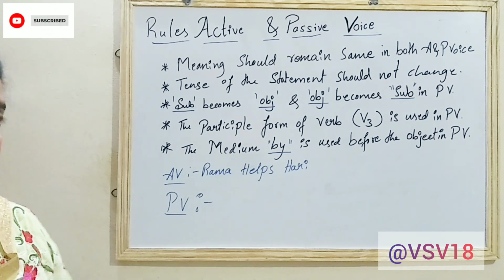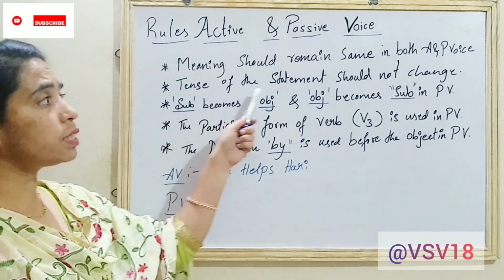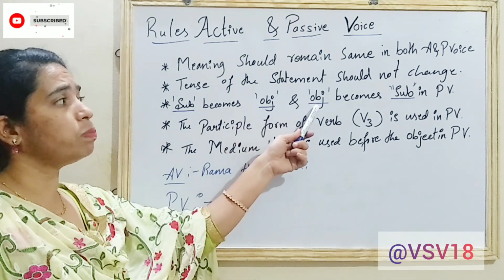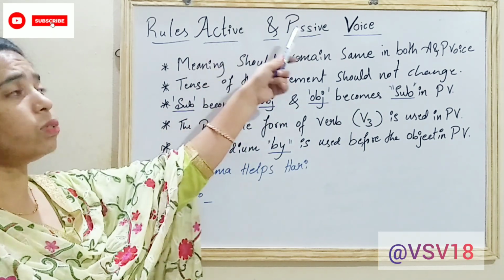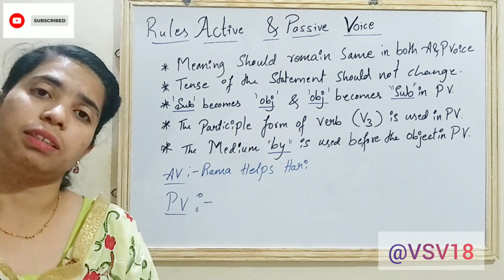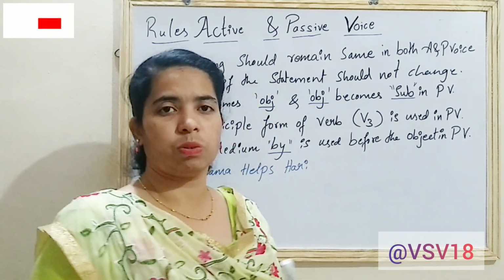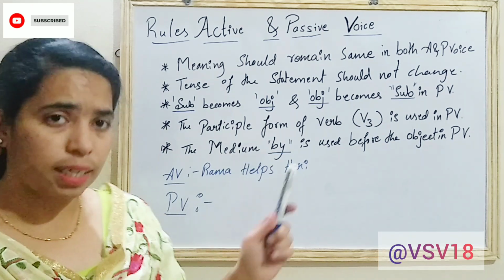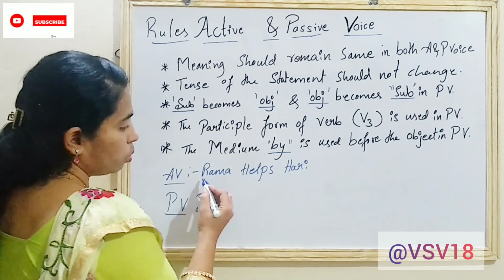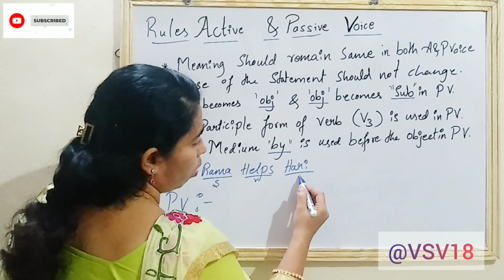Let us revise once again. Meaning should remain the same in both active and passive voice. Tense of the statement should not be changed. Subject becomes object and object becomes subject from active to passive. The participle form of the verb, V3, is used in passive voice and the medium by is used exactly before the object of passive voice. So let us apply these rules. See here, I have taken the example: Rama helps Hari. Here, Rama is the subject, helps is the verb, and Hari is the object.